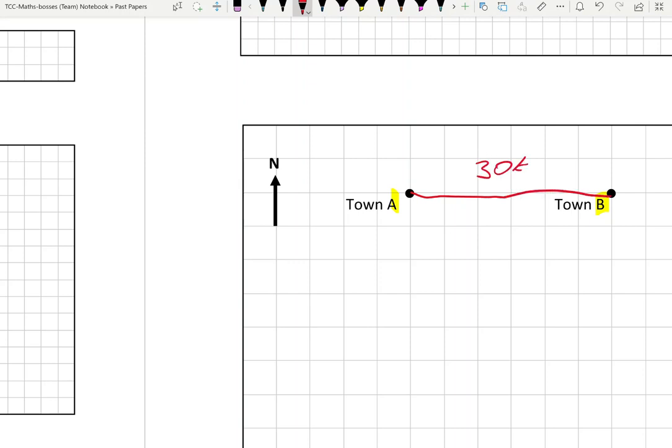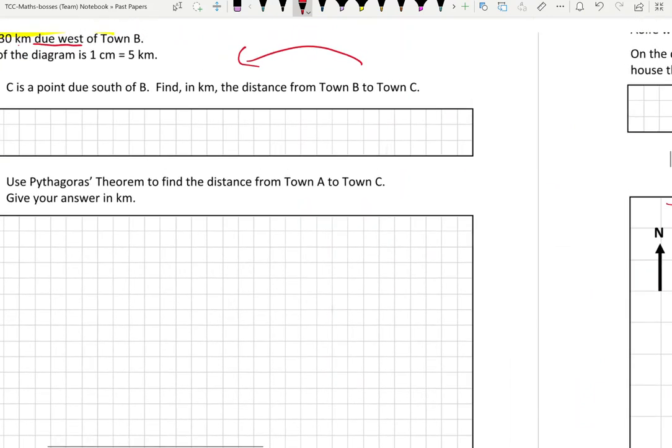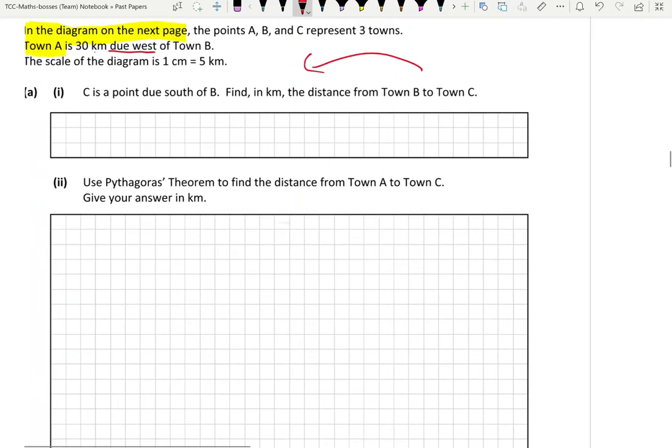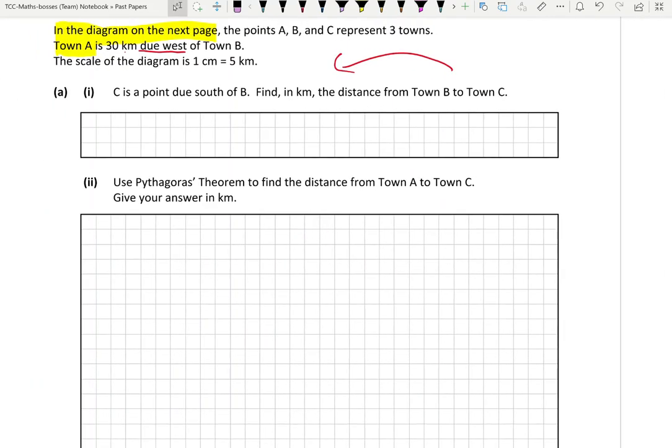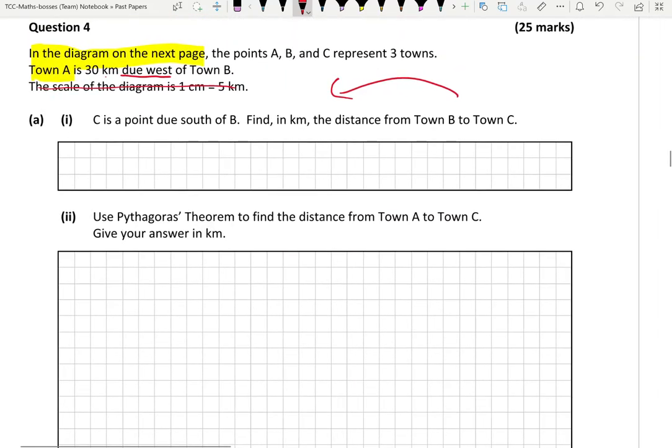We can also pick up a scale from that because we have 1, 2, 3, 4, 5, 6 boxes. So the scale, as it seems to often be, is 5 kilometers is to 1 centimeter, where these little boxes are a centimeter. And it does tell us that, but we were able to deduce that from the information they gave us. Okay, now we go on to read the question.